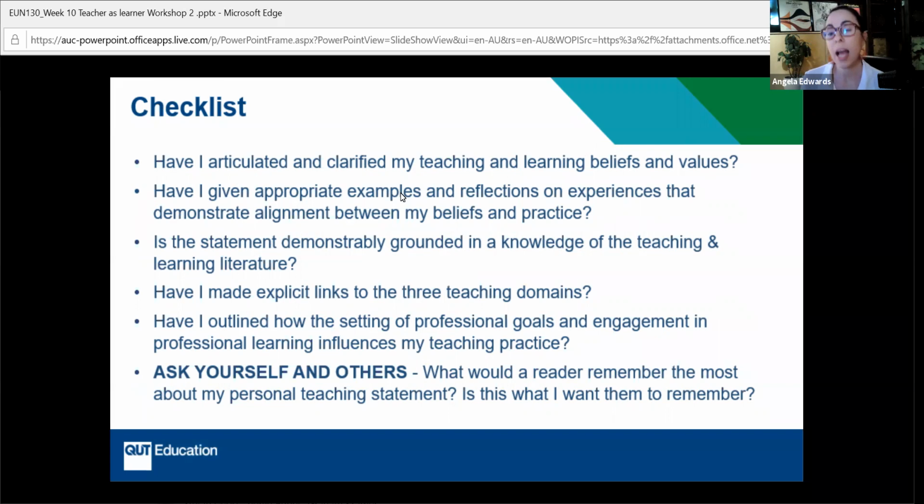So I want you to start thinking about your statement now while your professional experience is still fresh in your mind. So start now and reflect on some of the questions that I've posed here, and moving into your next placement and your final placement, you will need to think about these questions again and adapt your professional statement, your personal statement, as you move through your course.